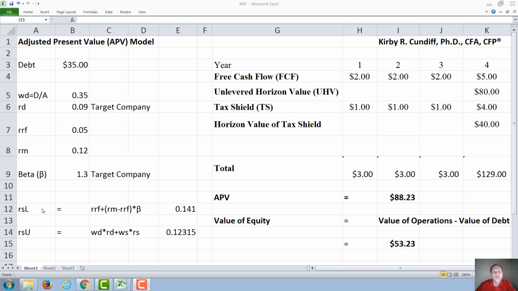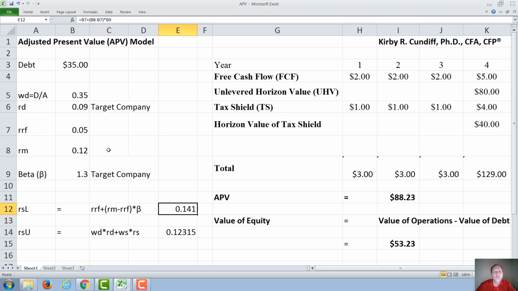The equity cost of capital leveraged comes from the standard old capital asset pricing model, risk-free rate plus the market risk premium, or the rate of return to the market minus the risk-free rate, times beta. The unleveraged cost of capital comes from the equation of the fraction of the company financed with debt times the cost of debt plus the fraction of the company financed with equity times the cost of equity.